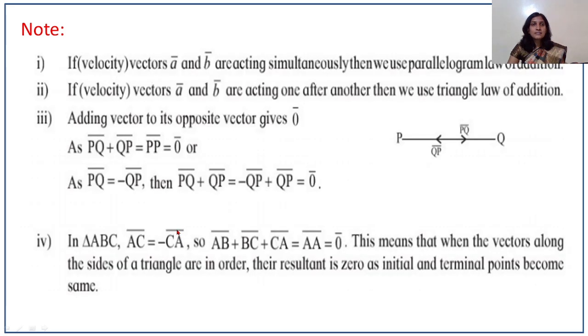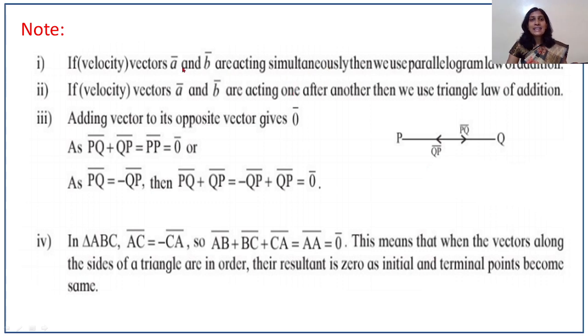Then next, notice: if vectors A bar and B bar are acting simultaneously, these two notes, first and second note, are very important. If two vectors A bar and B bar are acting simultaneously, then we use parallelogram law of addition. And if these A bar and B bar are acting one after another, then we use triangle law of addition. This is the hint or trick to decide which law is applied to that example.